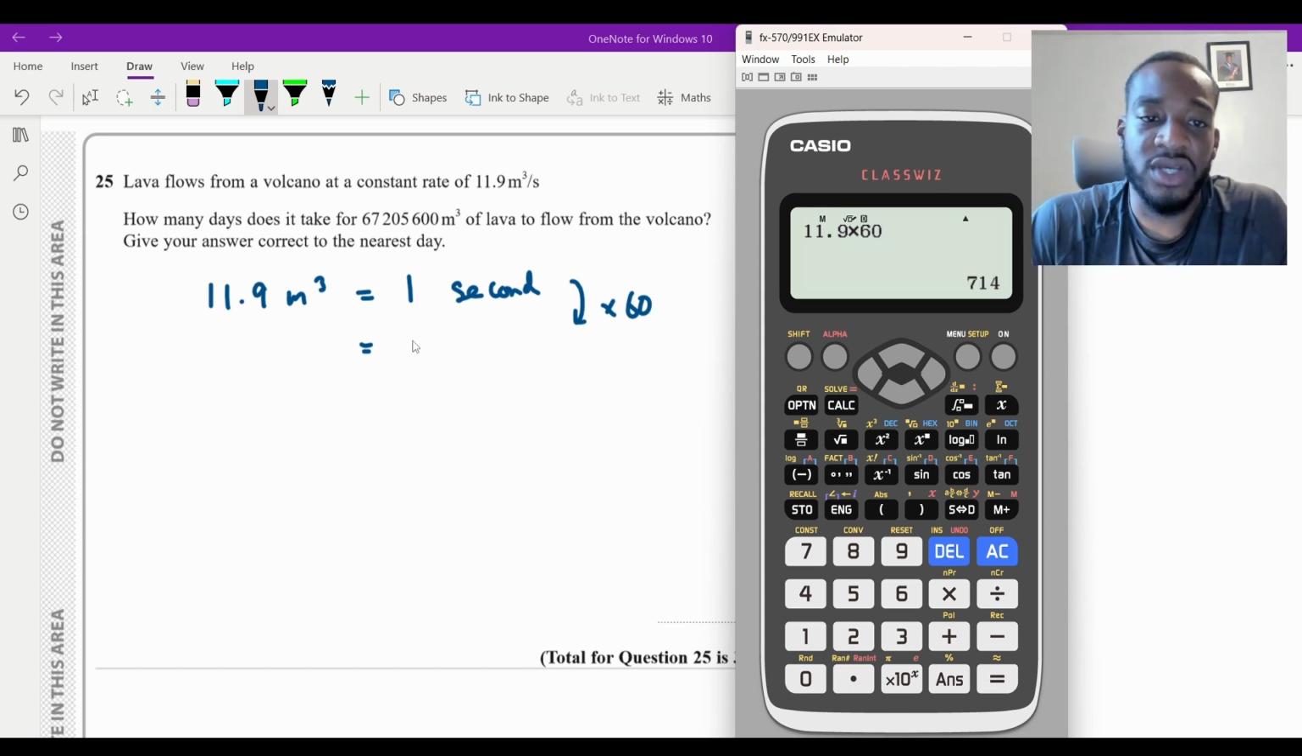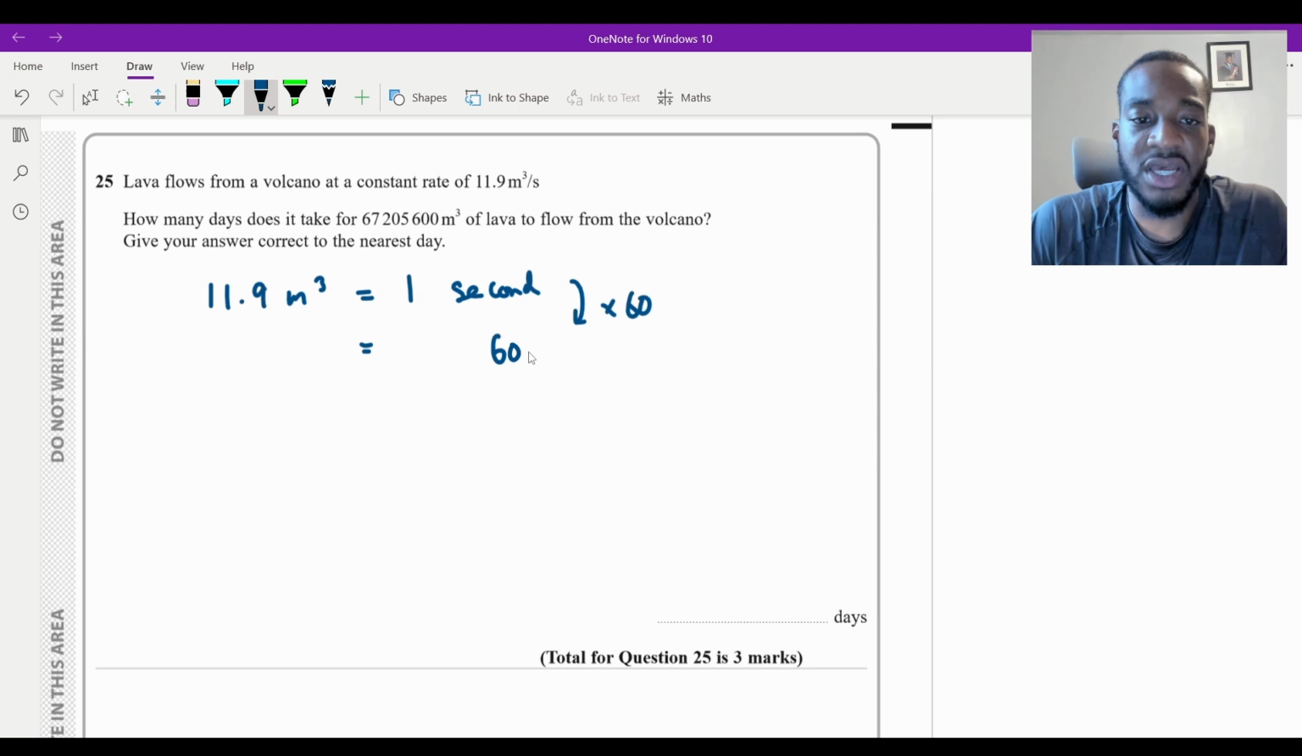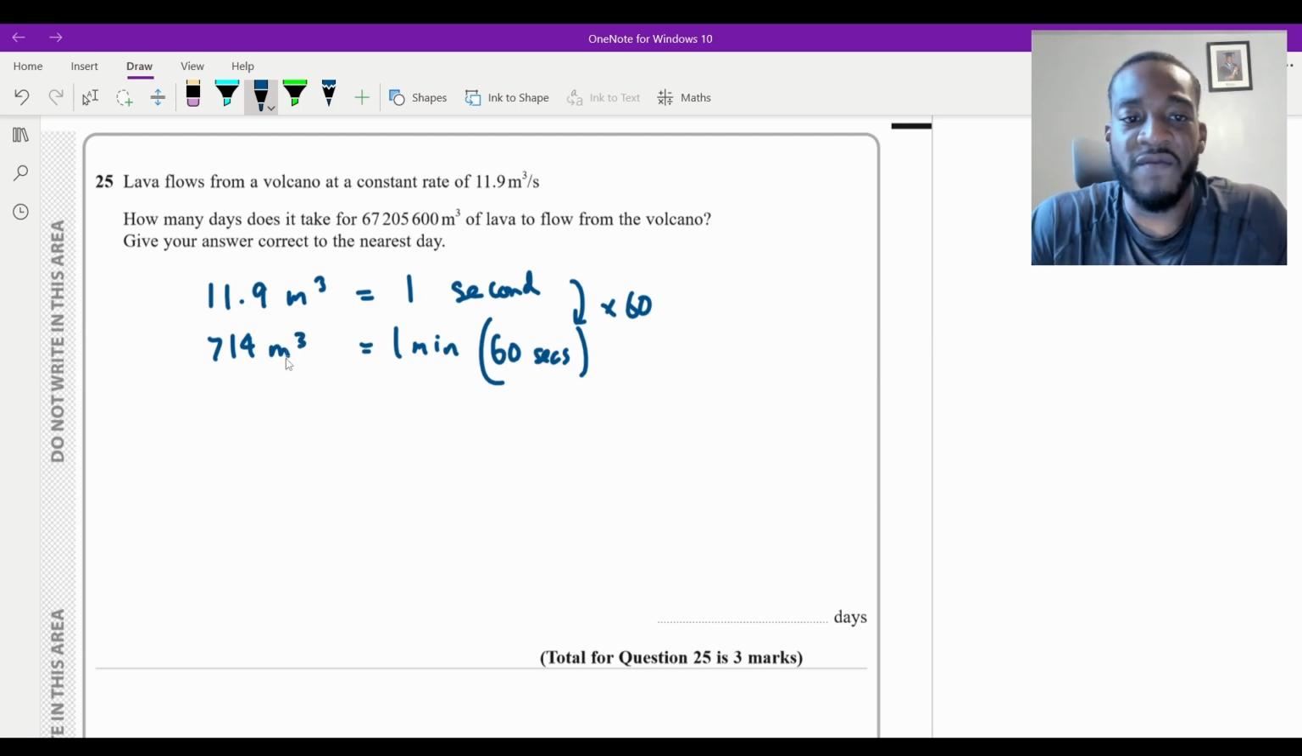That gives me 714. So I'm going to write 60 seconds here, but I'm going to put 1 minute here. They're the same thing. I'll put this in a bracket, and this is 714 meters cubed. Now, we've got 1 minute.